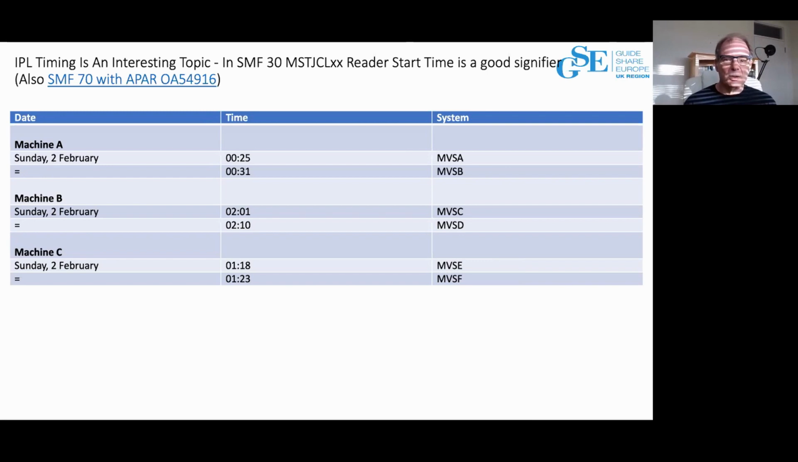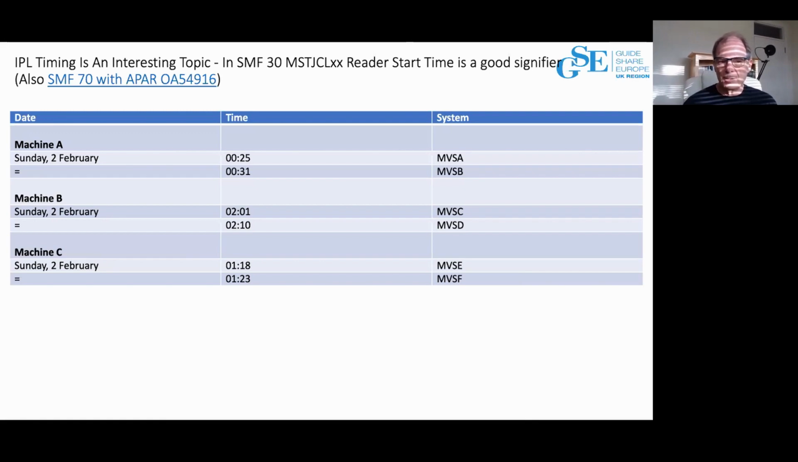Now, in my code, I use SMF30 master scheduler address space reader start time as a good signifier of an IPL. And that can go back months, even if I don't have data going back months. It's going to be in the type 30 records for the time period I have, even if the LPAR was IPL'd months or whatever ago. So that's quite a good one. And I don't even think it's possible to basically restart the master scheduler address space without IPLing. There are people on this call who possibly can confirm or deny that, but anyway, that's a footnote.